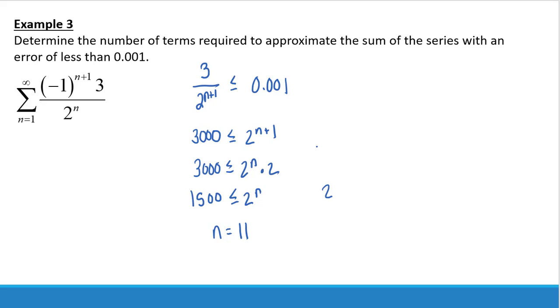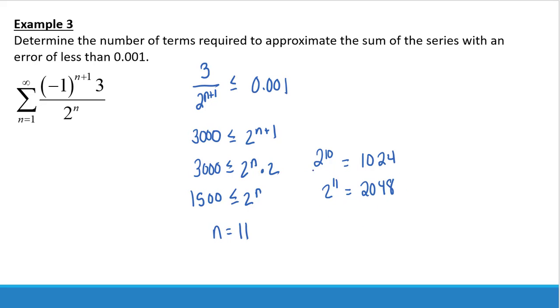So 2 to the, where's my marker? There it is. 2 to the 11th is 2048. 2 to the 10th is equal to 1024. So this is where my error happens. Okay?